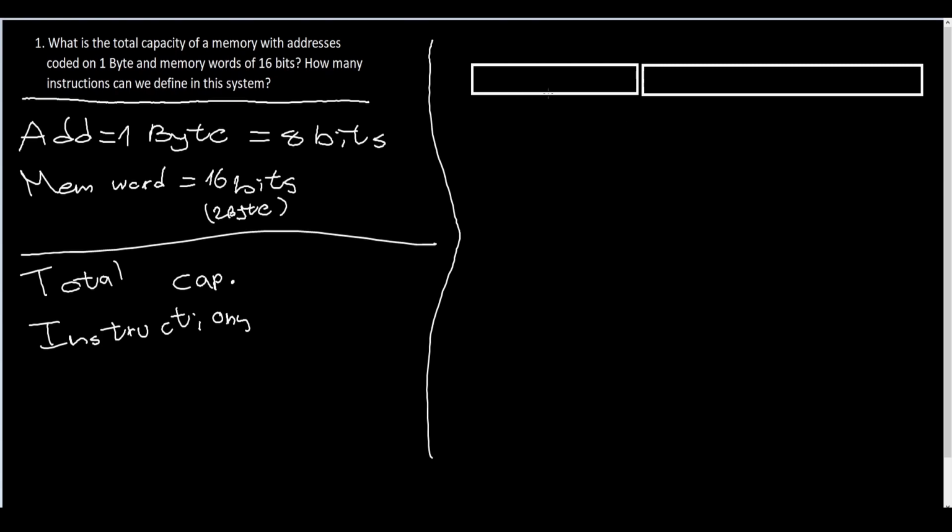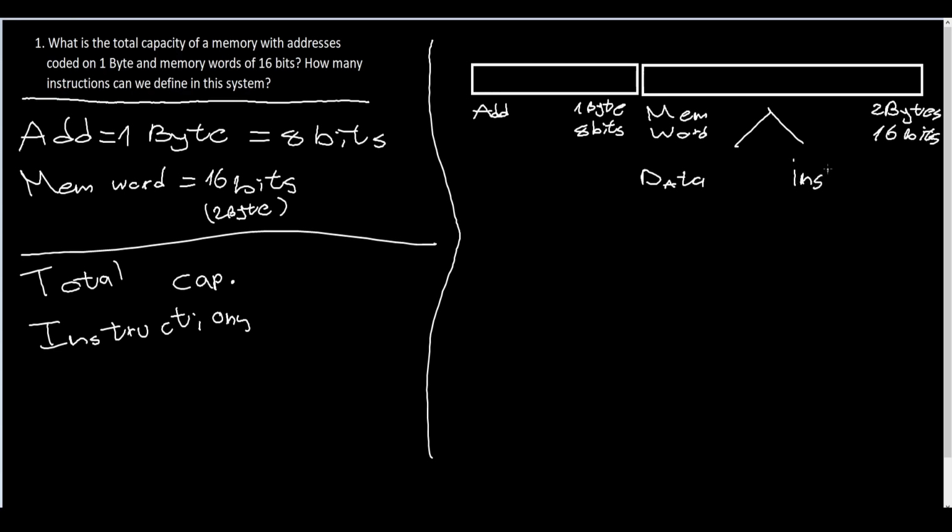So let's represent this visually so we can solve it a little easier. We have our address, and the address is made up of 1 byte, or 8 bits. And on the right, we have our memory word, and it's made up of 2 bytes, or 16 bits. So, what can the memory word represent? The memory word can either represent some sort of data, whether that be an integer, signed or unsigned, whether it's a float, whether it's something else, it doesn't matter. It's some sort of data. Or it can represent an instruction, right? So something could go to this address and find an instruction, and it has an address and some sort of operation it's supposed to accomplish at that address.